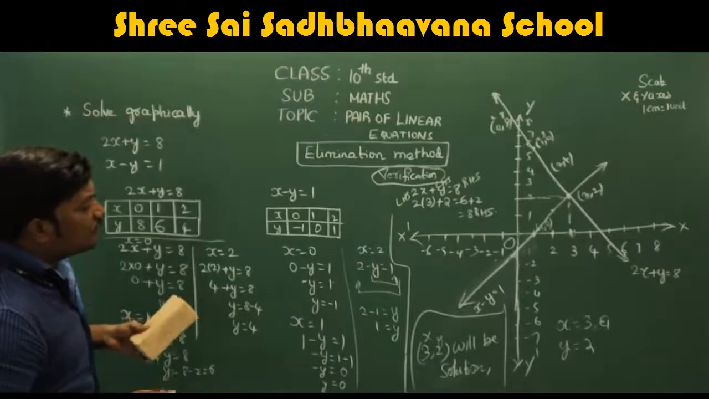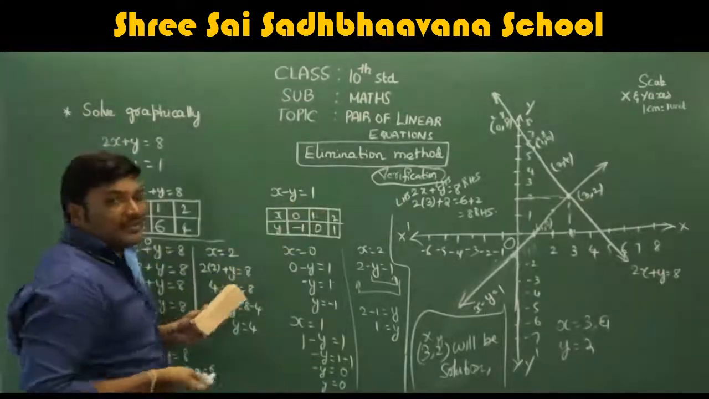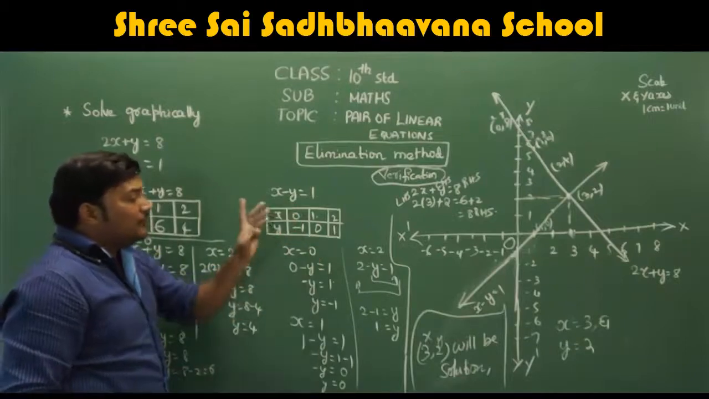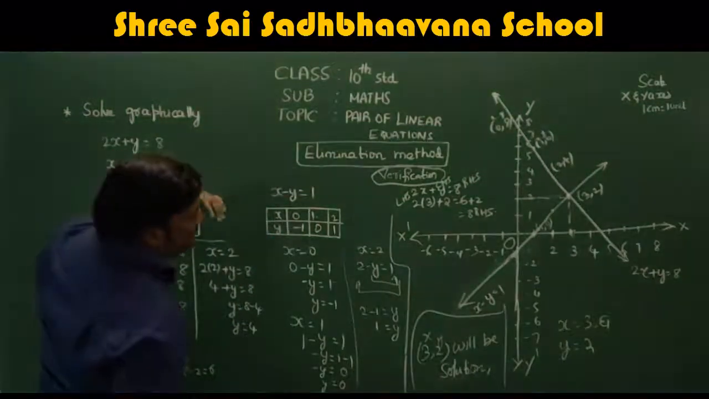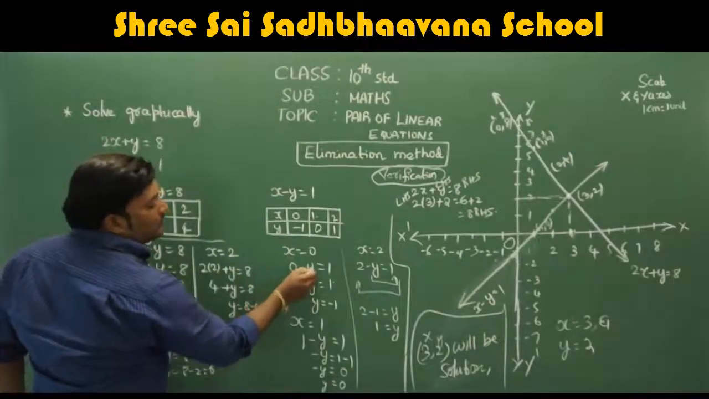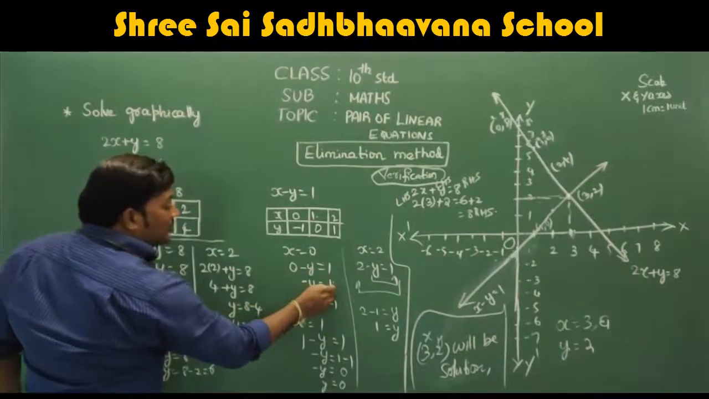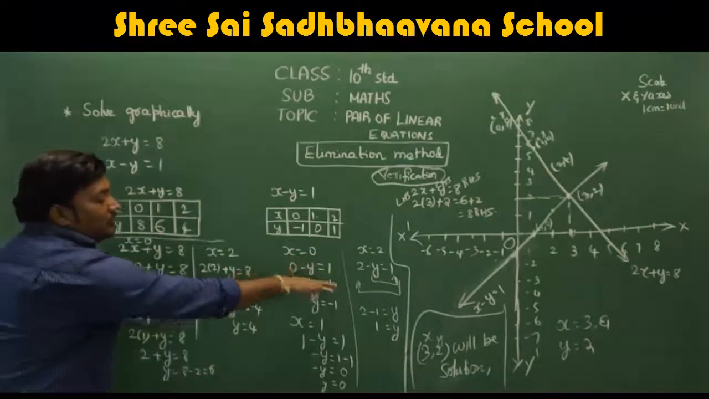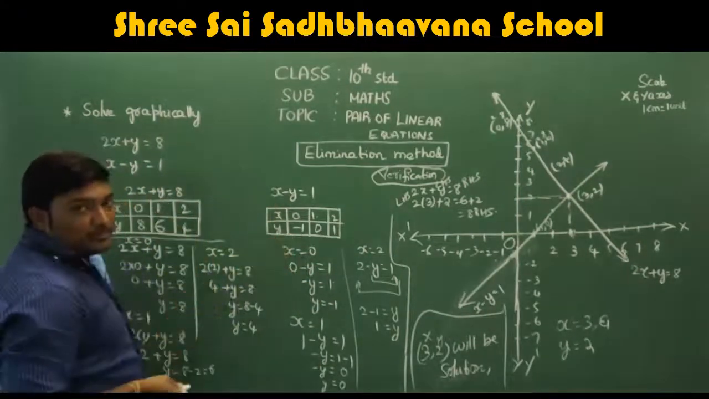Next one also, guys, already I took 0, 1, 2 as x values. First let me substitute x is equal to 0. So here, the equation is x minus y is equal to 1. Wherever x is there, you substitute 0. So 0 minus y is equal to 1. Minus y is equal to 1, which is same as y is equal to minus 1. This minus I shifted to the other side. So y value is minus 1.